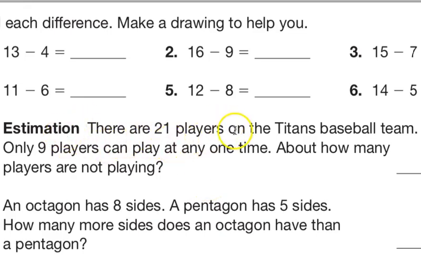There are 21 players on the Titans baseball team. Only 9 players can play at any one time. About how many players are not playing?